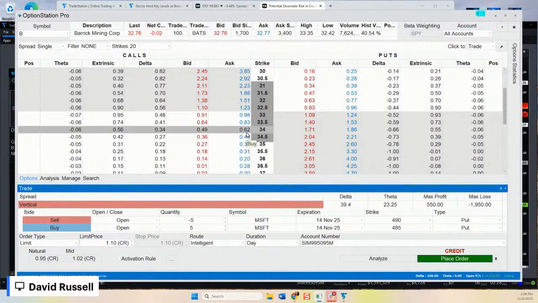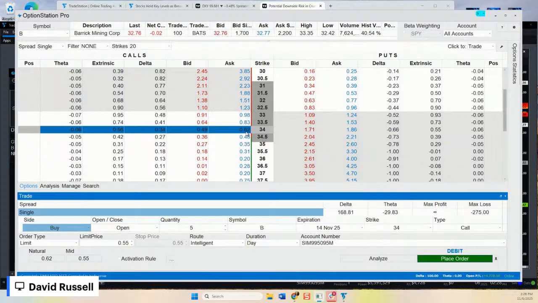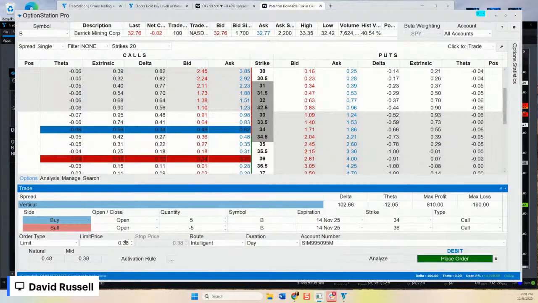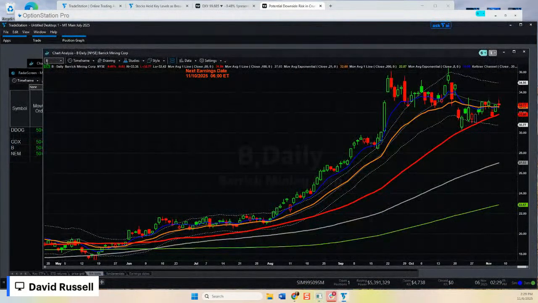So people might want to just look here at like the 34 calls, 62 cents, maybe go down here to the 36s, hold on the control button, and you now have potentially a 40-cent cost on a $2 spread, which is potentially more than a 400% potential return if it closes at $36 at the end of next week following earnings.